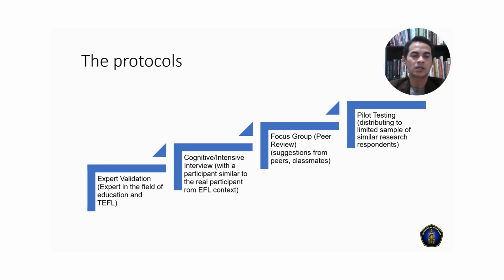First, I conducted an expert validation. So I asked some experts in the field of education and travel to look at my skill. And then I conducted a cognitive and intensive interview with some real participants from EFL context. And then I conducted focus group discussion for looking at some suggestions, maybe by having some feedbacks from my classmates or from my colleagues. And the last one is the pilot testing, distributing the limited scale I developed to a limited sample of similar research respondents.